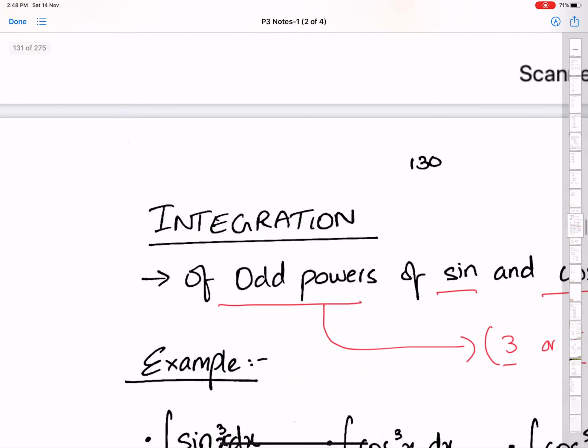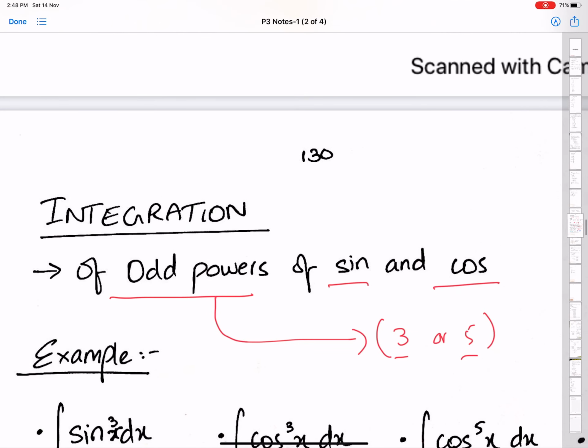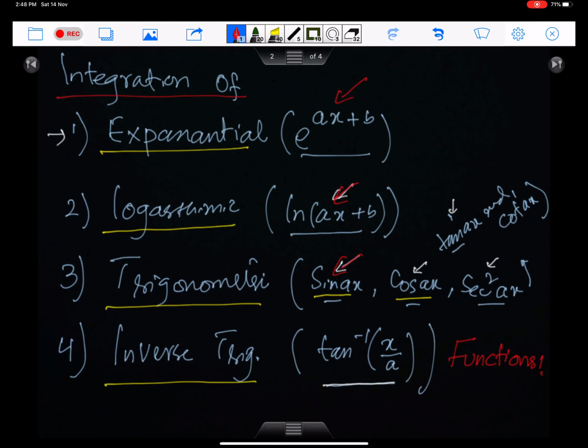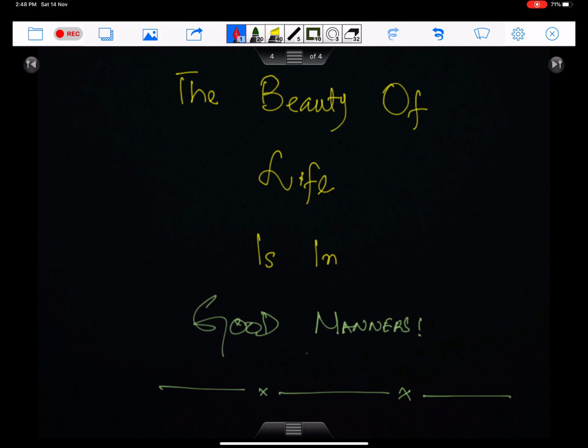Well, I will discuss the integration of odd powers of sine and cos and even powers of sine and cos in my next lecture, inshallah. So this is all for this lecture.